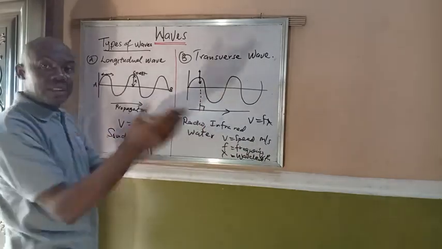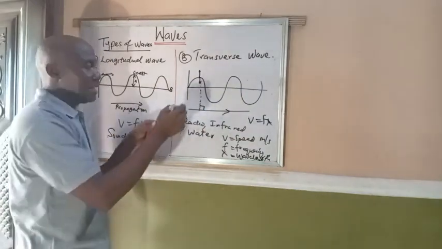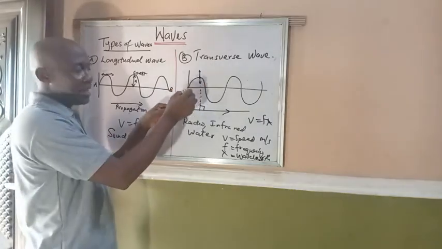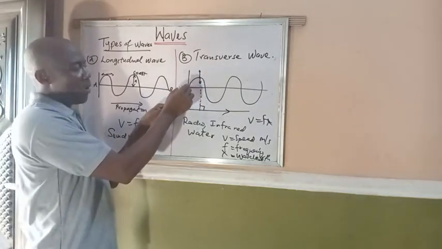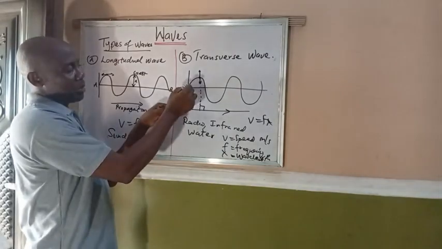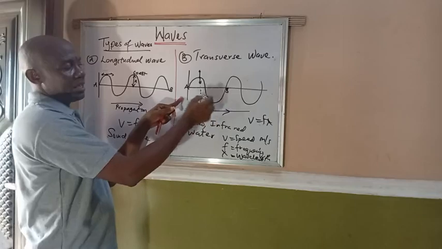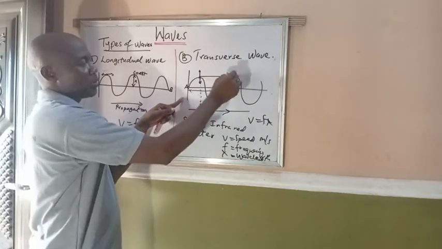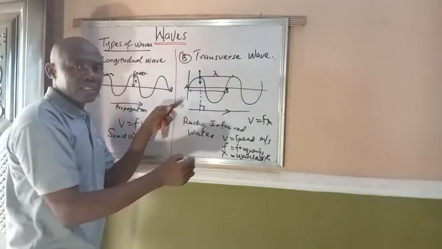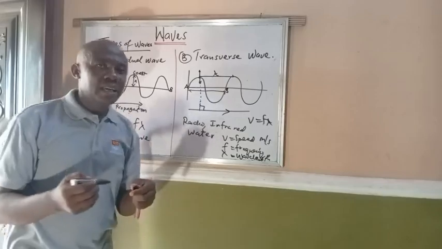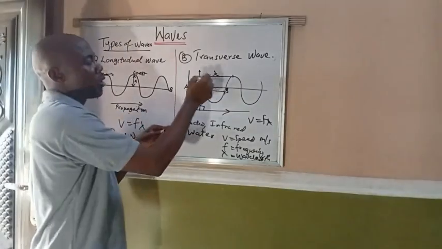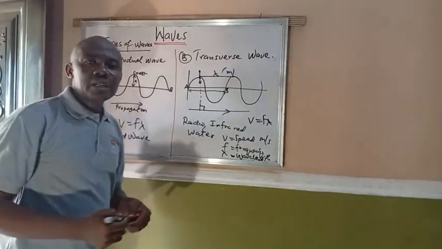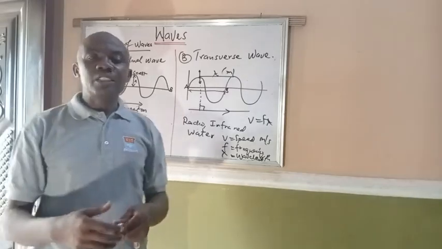And for every wave, wavelength is simply the distance between any two similar points on the wave. For example, between point A and point B is a wavelength. Between this crest and this crest is also a wavelength, and so on and so forth. So, as a matter of fact, that is exactly what we call wavelength. And of course, wavelength is measured in meters, the unit of distance.